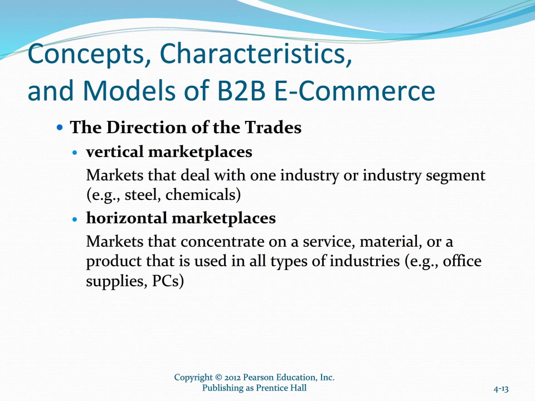Those sales or trades can typically move in one of two different directions, either vertically or horizontally. Vertical marketplaces are markets that deal with one industry or industry segment. So some examples of those might include electronics or cars, hospital supplies, steel, chemicals, things like that. As opposed to horizontal markets that concentrate on a service, material, or product that is used in all industries. So things like office supplies, PCs, travel services, they all rely on those types of goods. And so you see those transactions occur across industries.